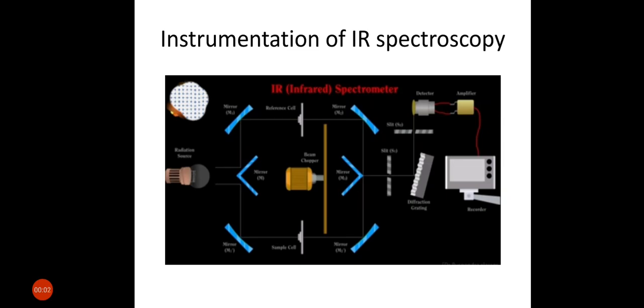Hello student, in the last lecture I discussed the instrumentation of IR spectroscopy. What are the different parts of an IR spectrometer and how do they work? I have already discussed the working principle of the IR spectrometer.